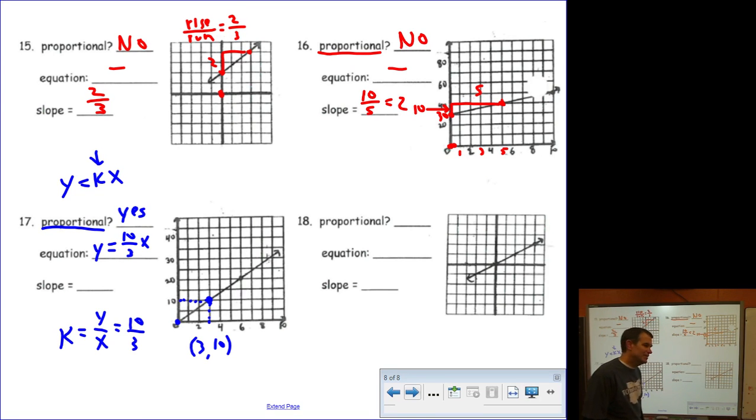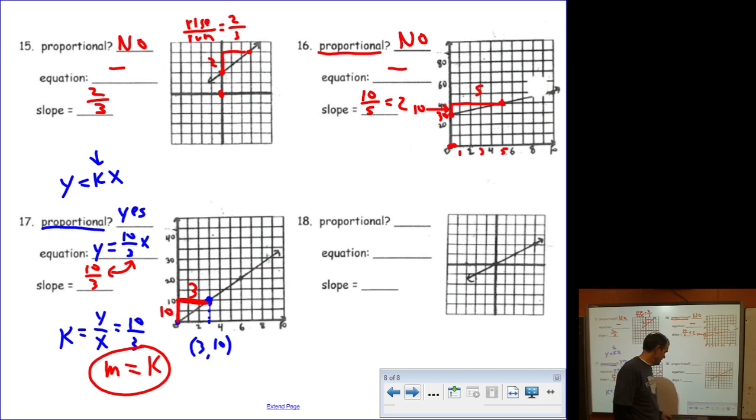Then I need to calculate the slope. So I would make this triangle between my points. And of course the rise, again I need to pay attention to the scale here. The rise is 10 and the run is 3. So the slope is 10 over 3. And notice again, slope equals k value.